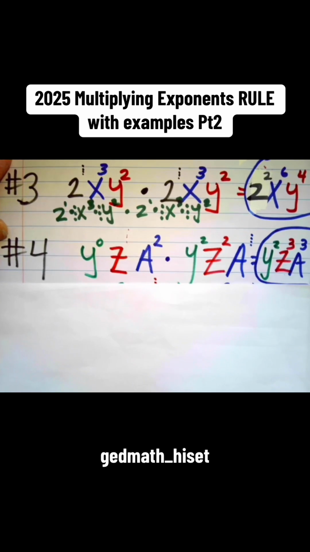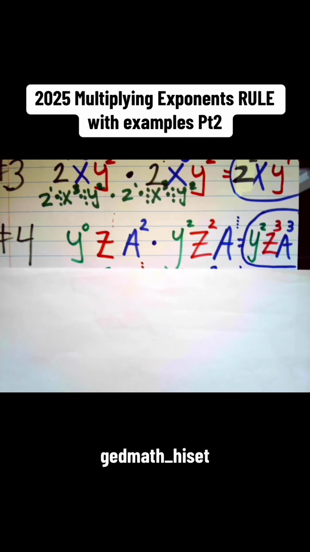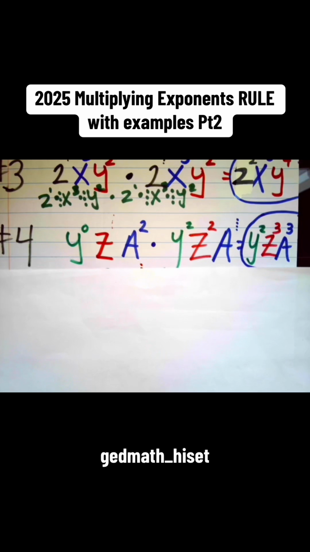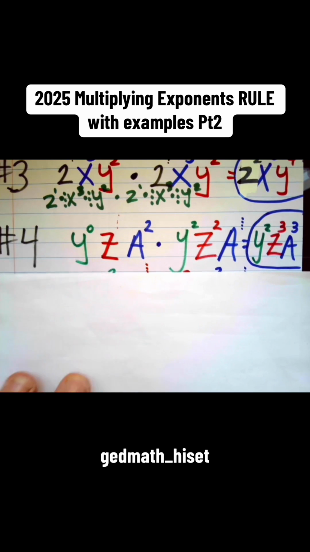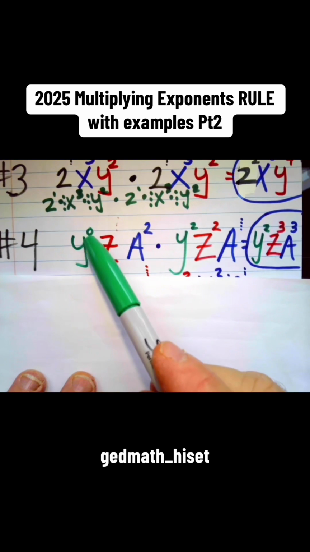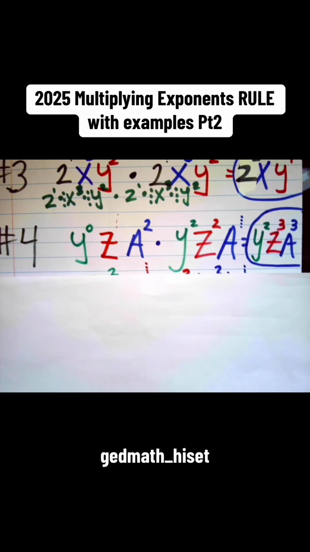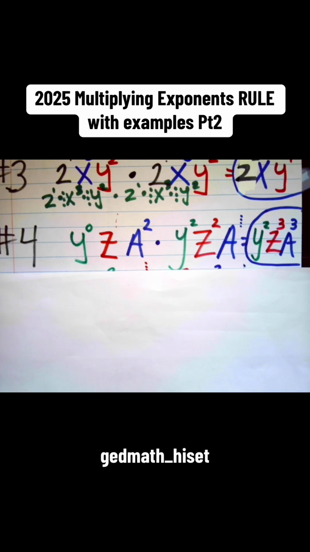Let's take a look at number 4. And we're going to get into a rule here that I have not covered, so I'm simply just going to tell you. Anything to the 0 exponential power is 1. Anything to the 0 exponential power is 1. But we're not covering that today. We're going over the exponential rules when you multiply.